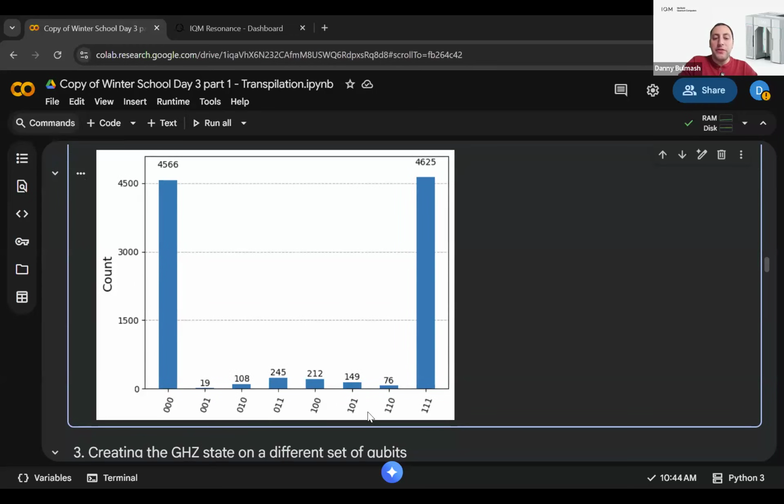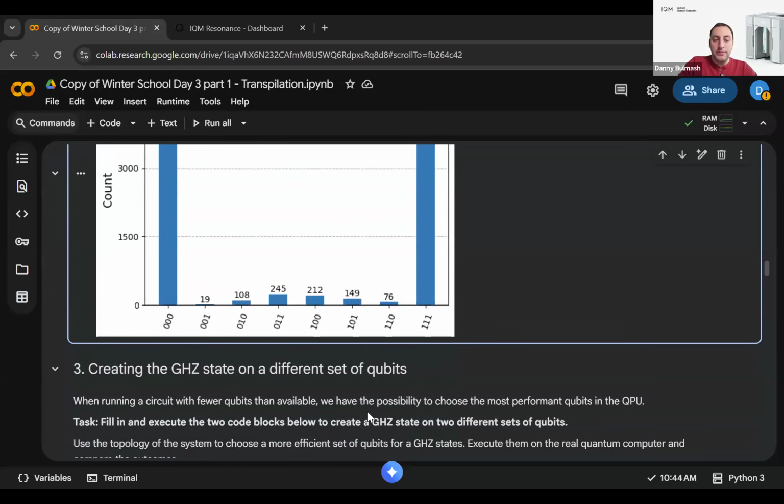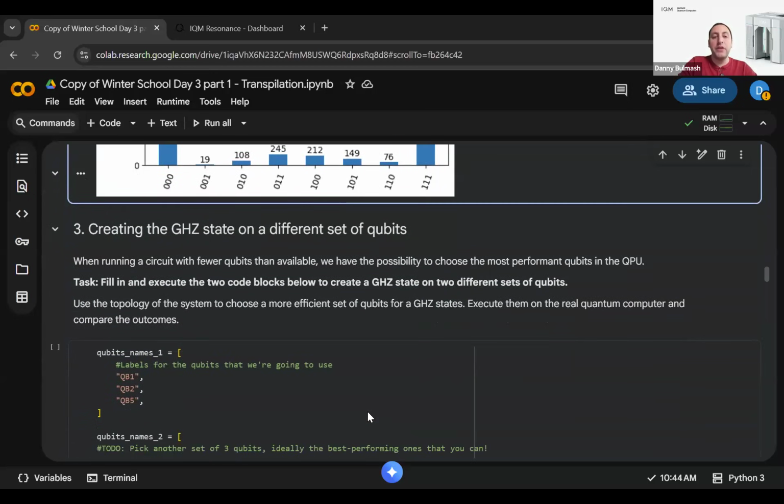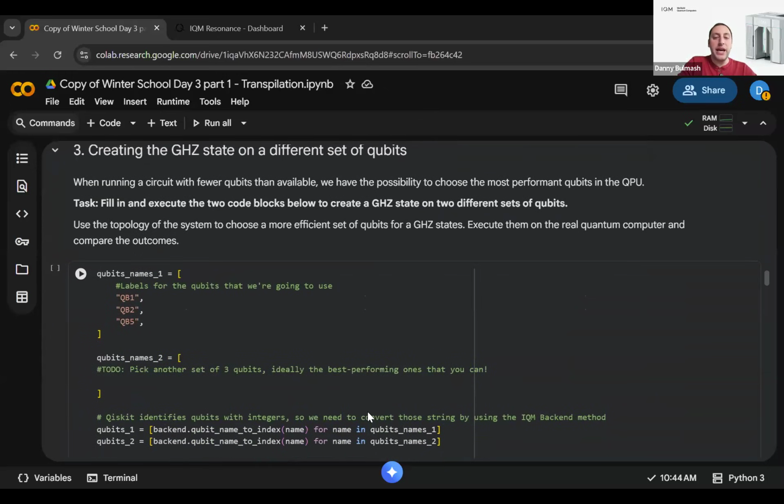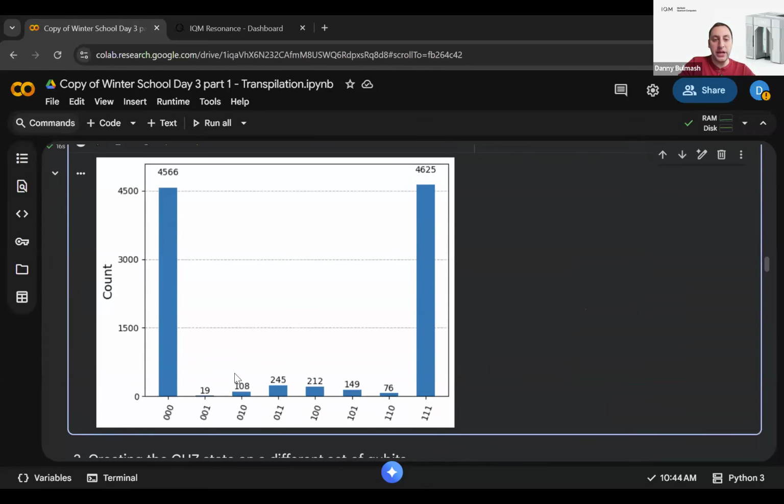Okay, so the first thing that we really want to explore is what happens if we're working on 2 different sets of qubits, and we want to see if we can get better performance. So here, there's 200, 300, 400, 500, 600, about 700, about 800 of these counts that were not in the 000 or the 111 state. So those are all noise.